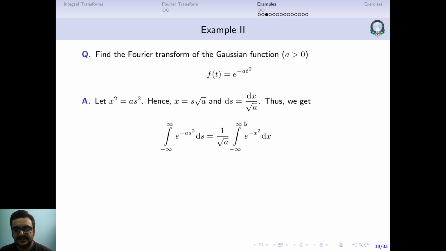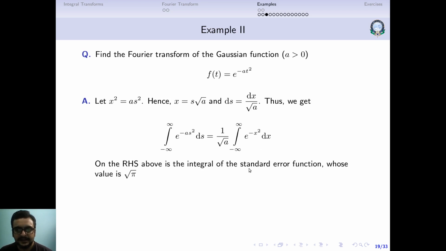Now this is a familiar integral because this is the integration of the standard error function. Okay, and the integral of this from minus infinity to plus infinity, the value of the standard integral is going to be root pi. So this will be simply the result. This integration is going to give us root pi, and there is already a root a, so this result will be root over pi by a.